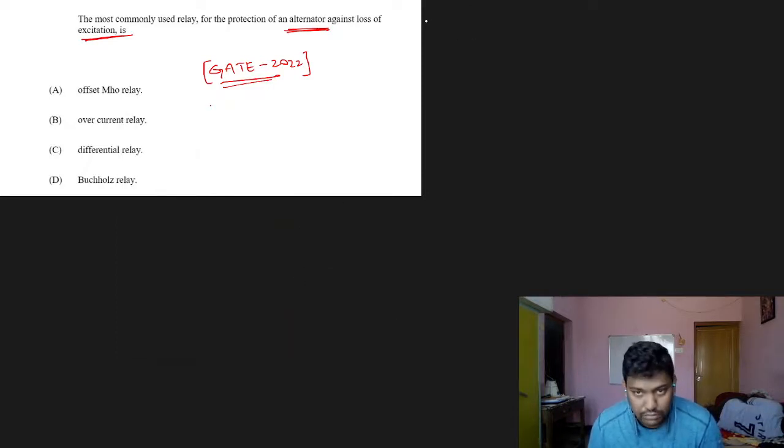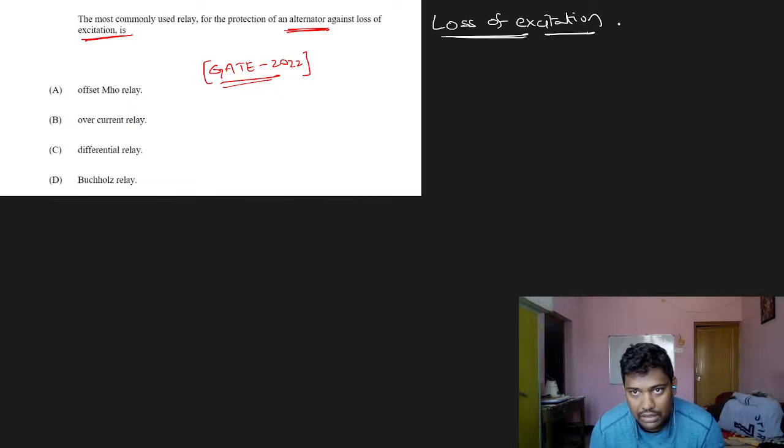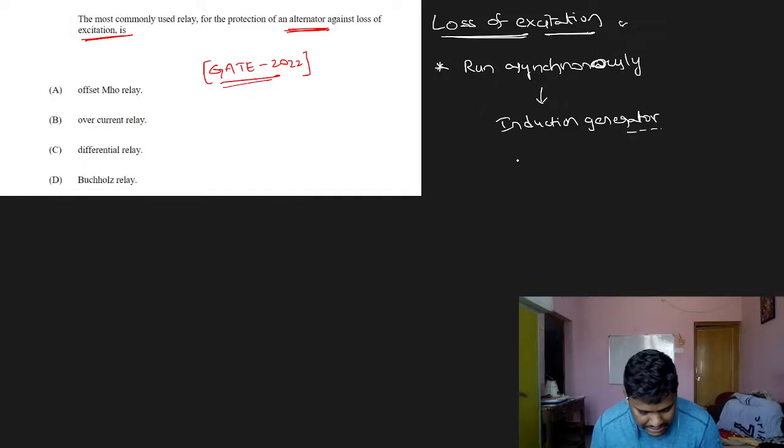Now, there is a key term called loss of excitation, right? What happens if excitation is lost for an alternator? It will run asynchronously. First and foremost point is it starts running asynchronously. That is, it behaves like an induction generator. Induction generator, right?